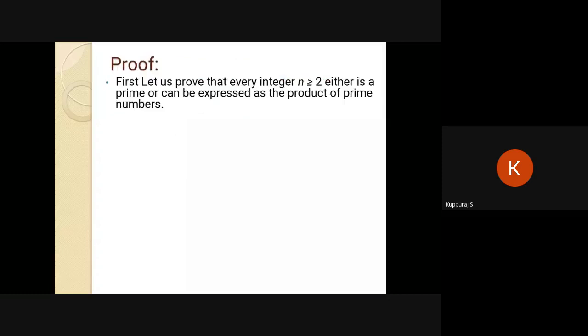Okay, proof. First, let us prove that every integer n greater than or equal to 2 either is a prime or can be expressed as the product of prime numbers. First, I am going to prove that any integer greater than or equal to 2 is either prime or can be expressed as the product of prime numbers. So the proof is very simple.